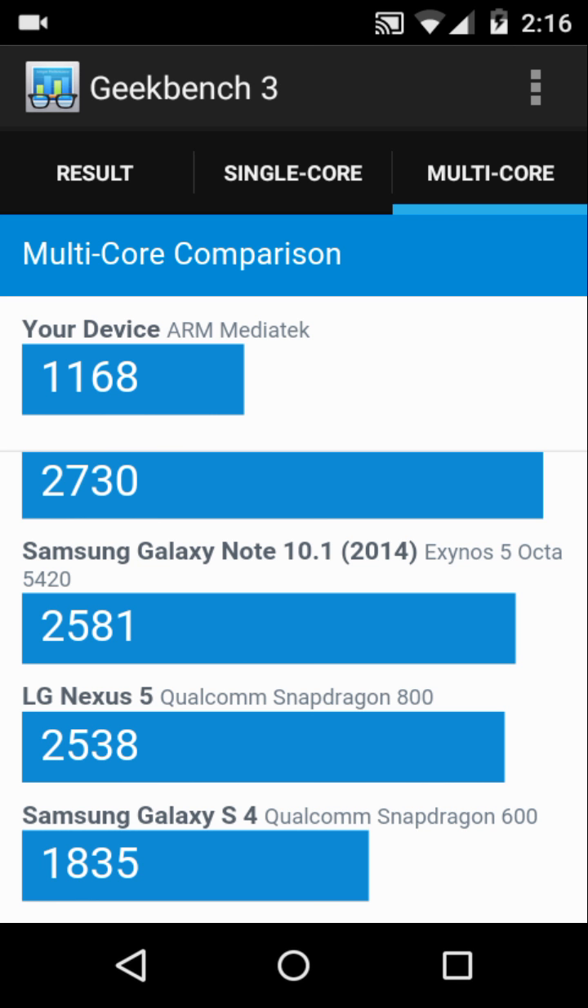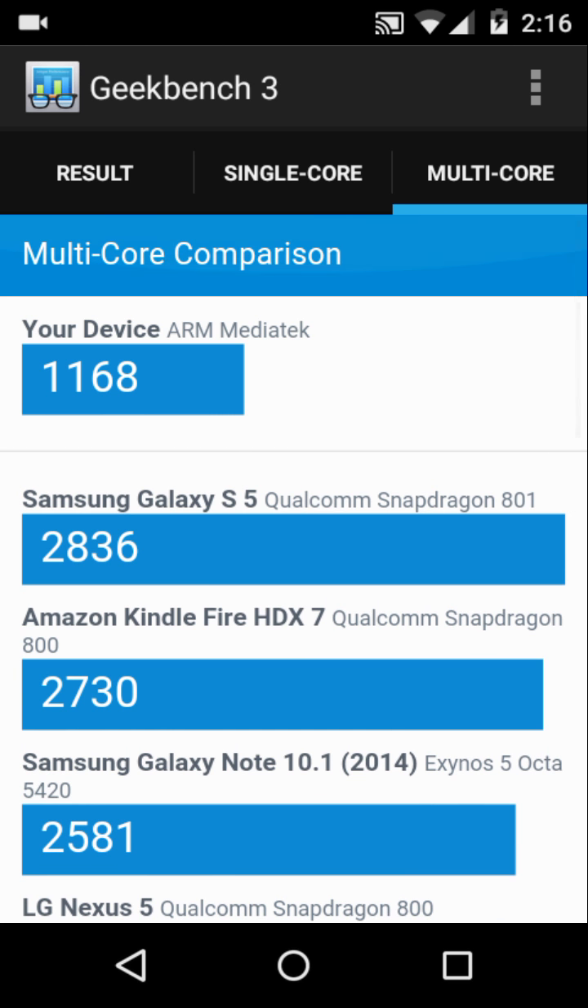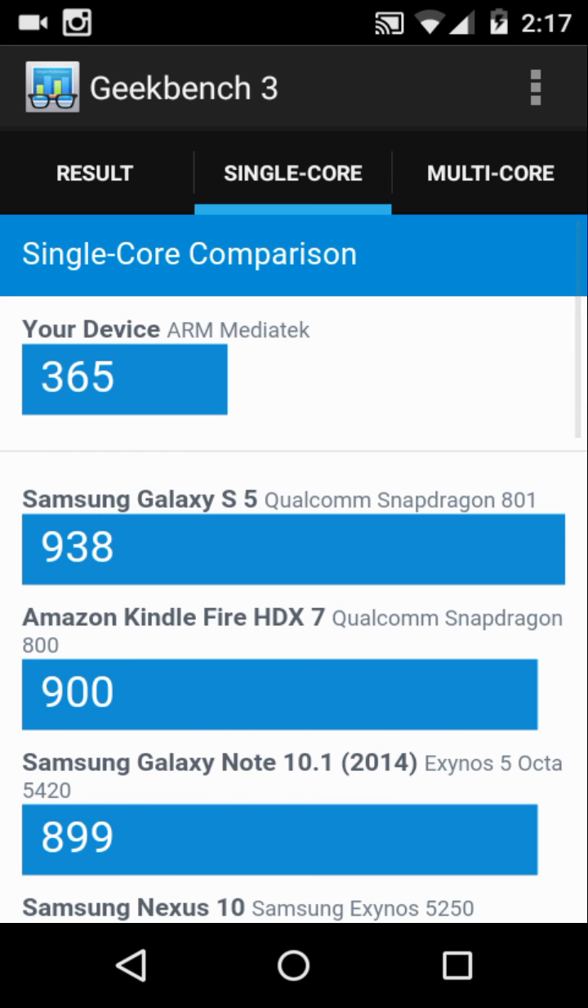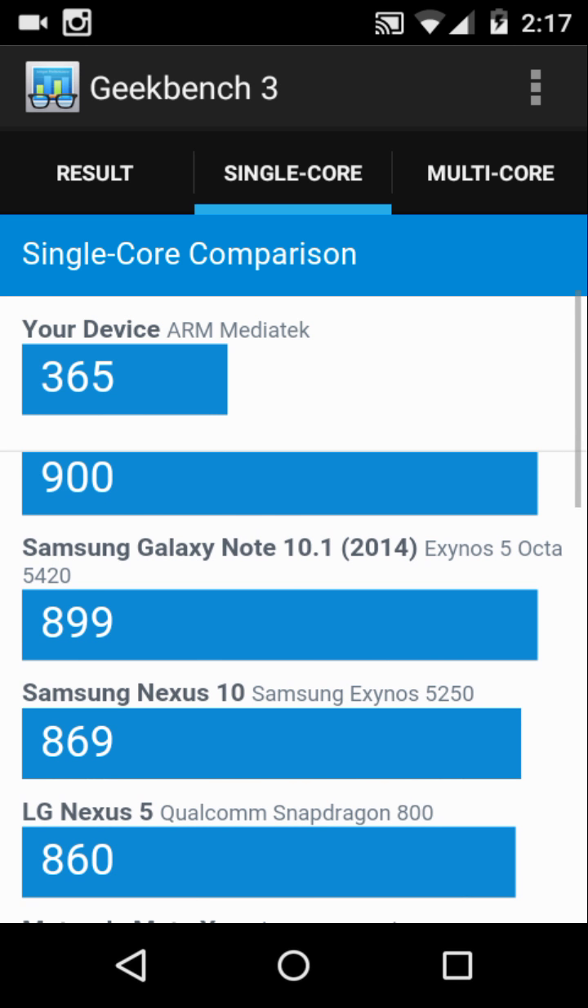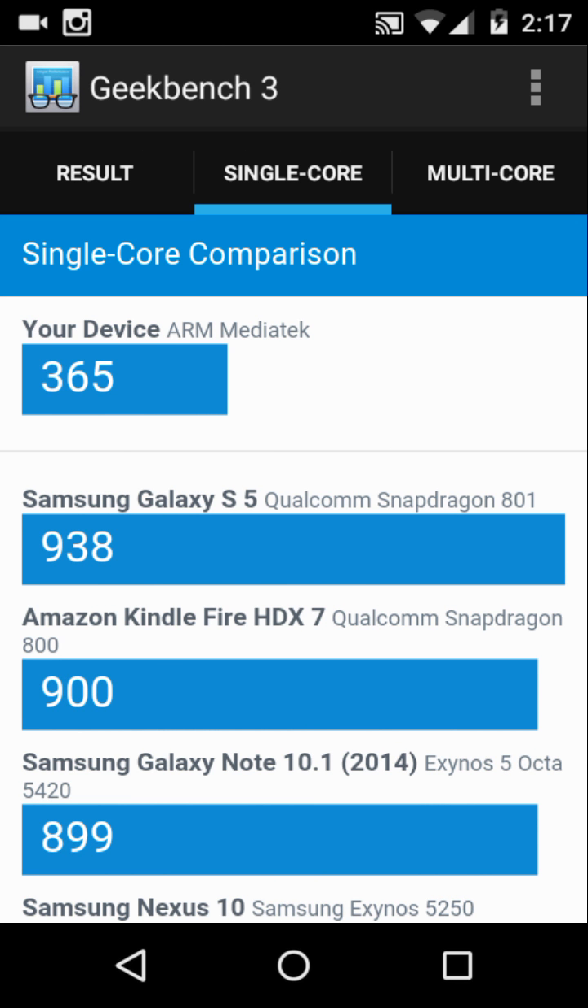It's good. As you can see over here, the Galaxy S5 has a score of 2836, and this device has a score of 1168. That's not bad. So I think this is running good, and that was multi-core. This is single core. You can see the Samsung Galaxy S5 has 938 and the Samsung Nexus 10 has a score of 869, and this device at 360 is a little bit low. Yeah, those are all flagships. This is not a flagship right now.